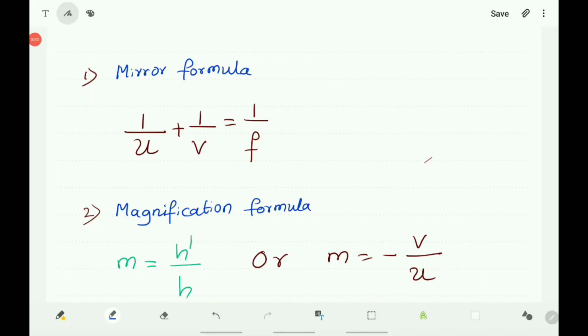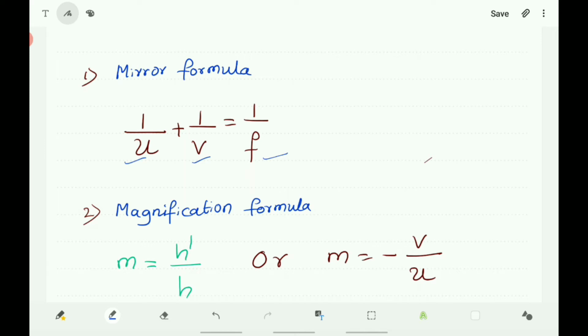Children, now let us discuss the numerical problems based on the mirror formula and magnification formula for spherical mirrors. Now you know what the mirror formula is. That is 1 by u plus 1 by v is equal to 1 by f. Here u is the object distance, v is the image distance and f is the focal length.